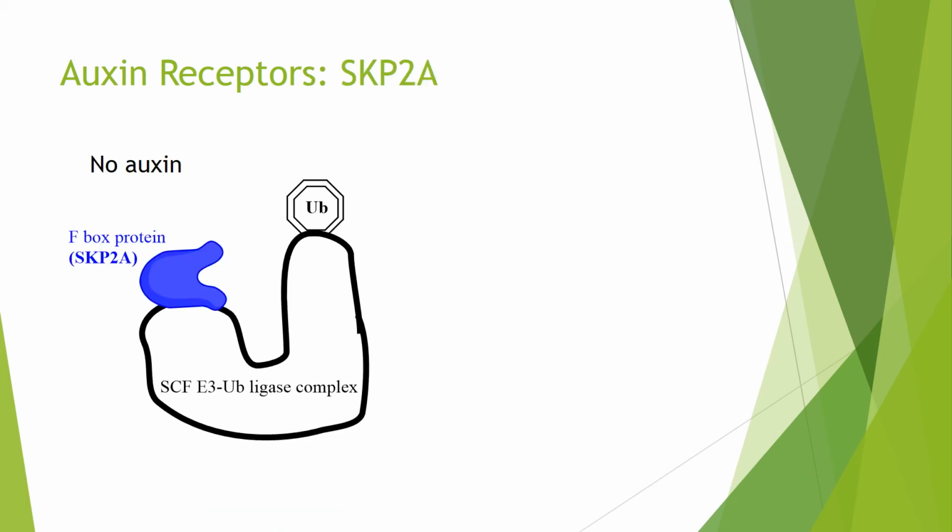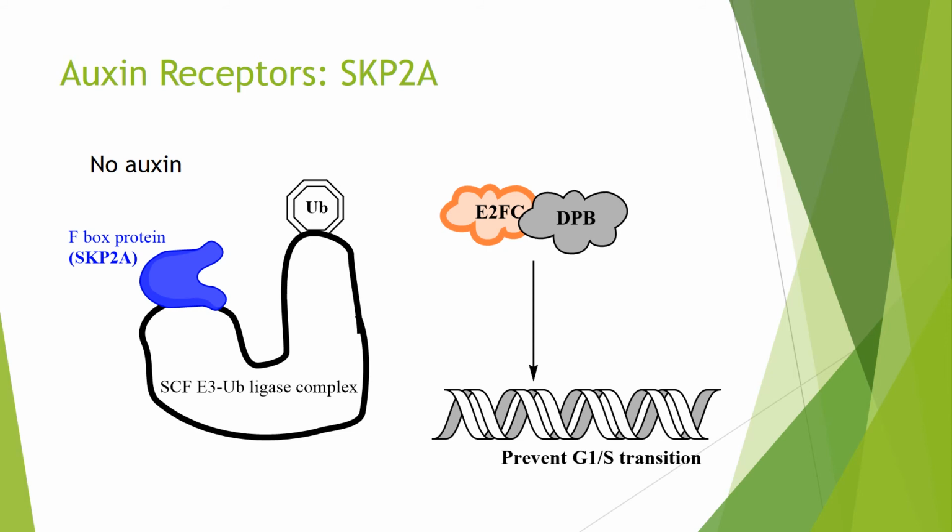The second receptor to discuss is SKP2A. This is an F-box protein, just like before with TIR1. And what it does is, without auxin, it can't bind to transcription factors this time. These transcription factors are E2FC and DPB, which could bind to DNA and prevent the G1/S cell cycle transition, and so reduce the proliferation rate of cells.